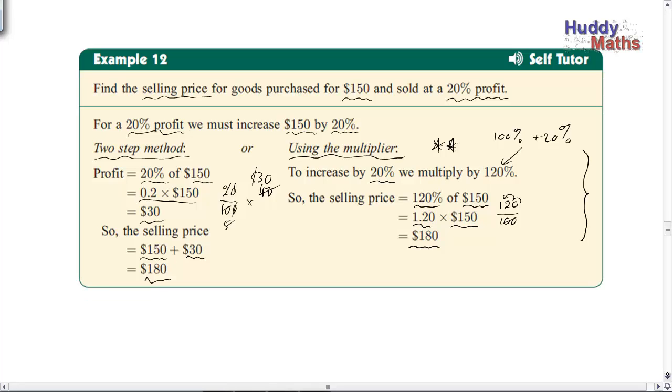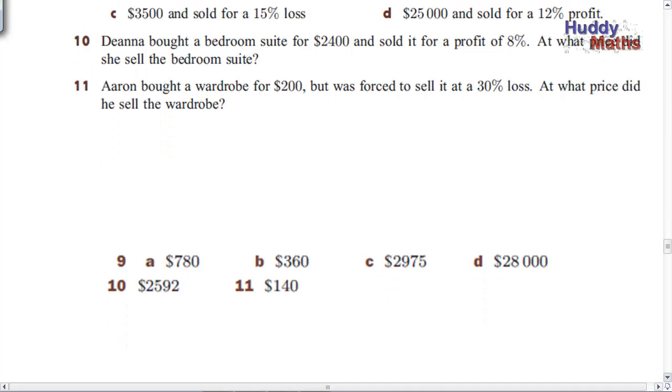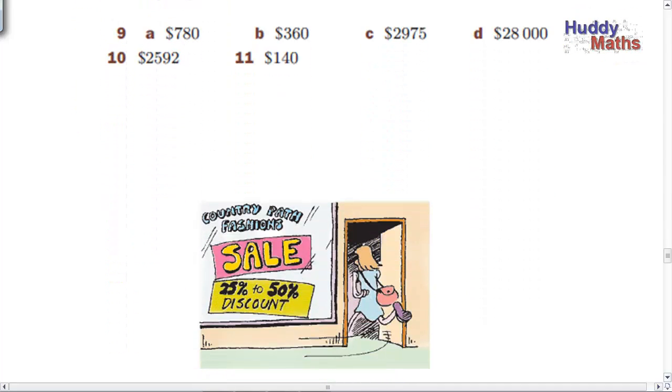All right, let's go on, and here's a chance for you to do some. 9, 10 and 11. Read the question carefully. Maybe underline things like that. I'll leave that up to you. That's not a bad strategy. All right, pause it, have a go, and I'll show you the answers. Here we are, we've got some answers down here. Go check your work. Let's go on now.